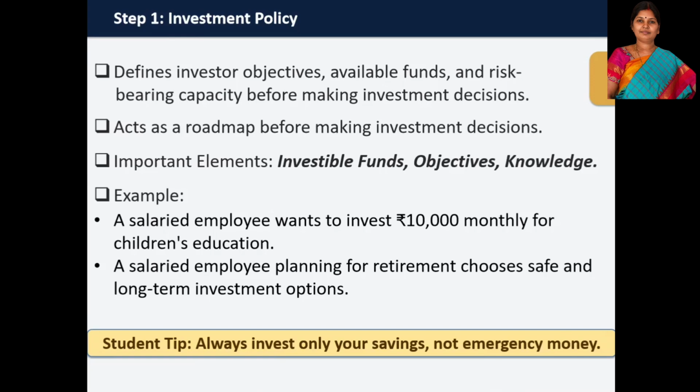So here in investment policy, I want to give one example. A salaried employee wants to invest 10,000 every month for his children's education. So this is one type of objective for him for making investment, and he will also make plans for his retirement. Here I want to give one tip to you: always invest only your savings, but don't invest your emergency money.